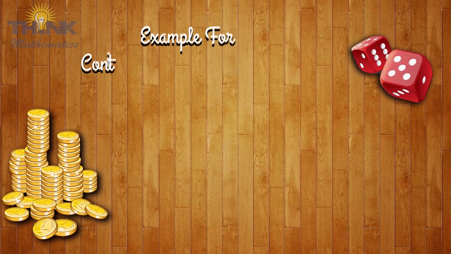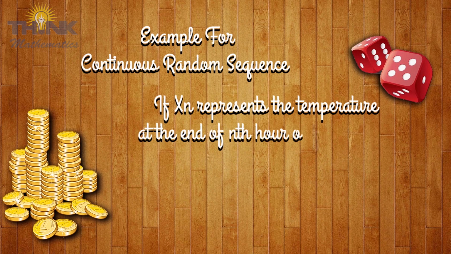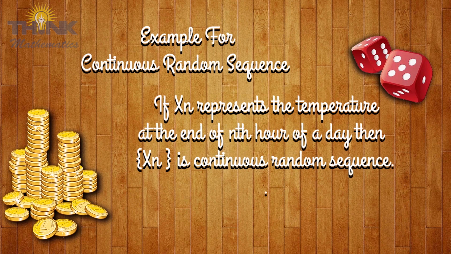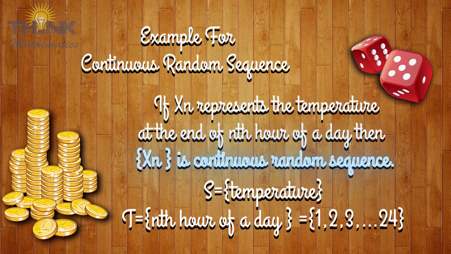Now let us see an example for continuous random sequence. Consider Xn denotes the temperature at the end of the nth hour of a day. Here S is the temperature function, that is, it is continuous, and it is taken at the end of the nth hour of a day. So T is a set of nth hours of a day, that is, it takes the value 1, 2, 3 up to 24. That is, it is a discrete set. So S is continuous and T is discrete here. So Xn is an example for continuous random sequence.